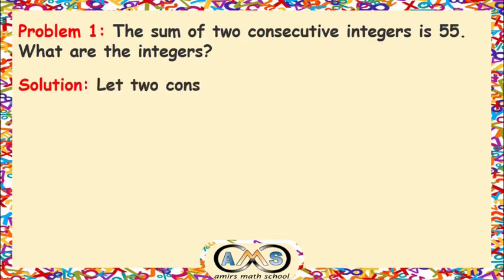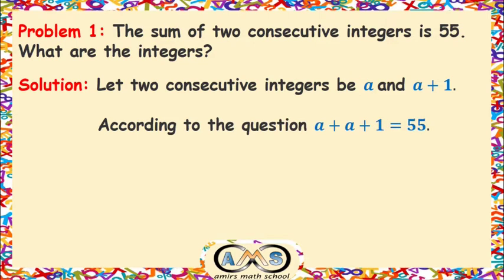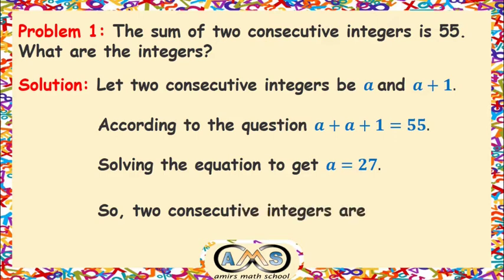That is, the solution is, let the two consecutive integers be a and a plus 1. Here, if a is one integer, then a plus 1 will be the next integer. Now, according to the question, the sum of these two numbers, that is a plus a plus 1, is equal to 55. Now, solving this equation, we get a equal to 27. So, the two consecutive integers are 27 and 27 plus 1, that is 28. This is our result. That is, the two consecutive integers are 27 and 28.